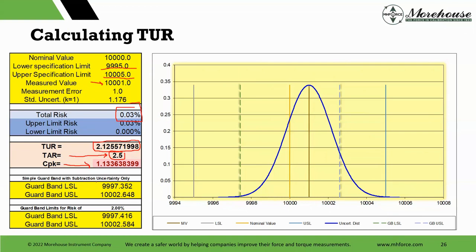So if you see this down here, I like putting this on all the sheets. If we just do a general subtraction of uncertainty, it basically is saying with a TUR of 2.12557 to 1, that if I just subtract uncertainty, 9997.35 and 10,000.2, if my device is within this, I could make conformity. If I need to go to 2%, you see that limit changes a little bit. We're at 416 and 584.